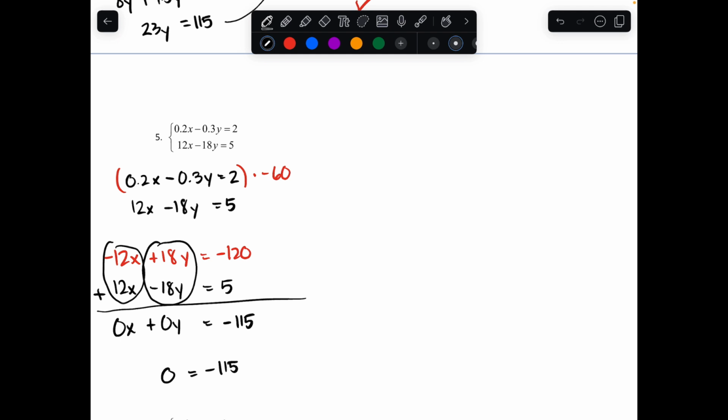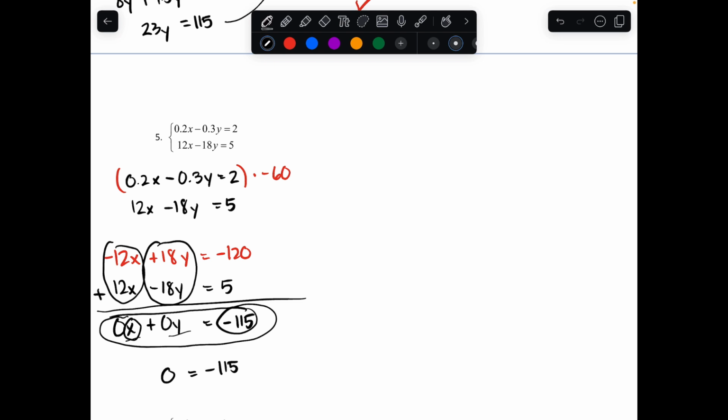Something is wrong here. So let's go ahead and check out the equation right above it. So we have 0x plus 0y is equal to negative 115. What happens if I choose a value for x or a value for y? Well, I'm multiplying it by 0. So, is there any combination of x's and y's that I can plug in here to get it to be equal to negative 115? Well, no, it doesn't matter, right? If I choose a billion for x, I'm still multiplying it by 0. So it's going to be equal to 0.